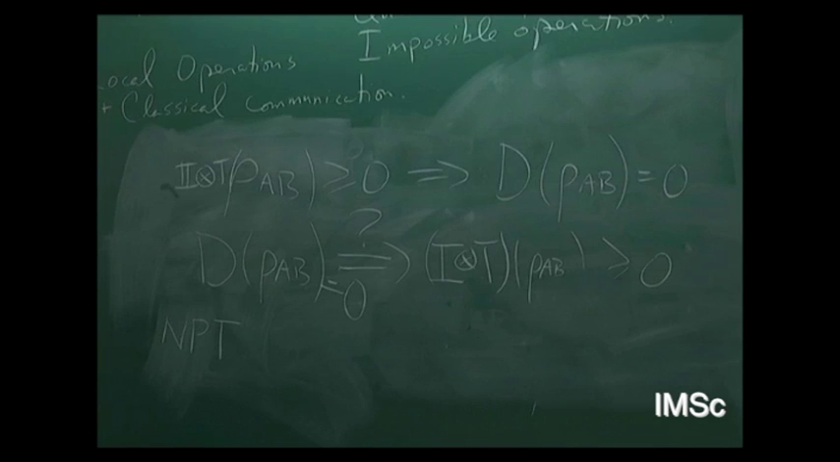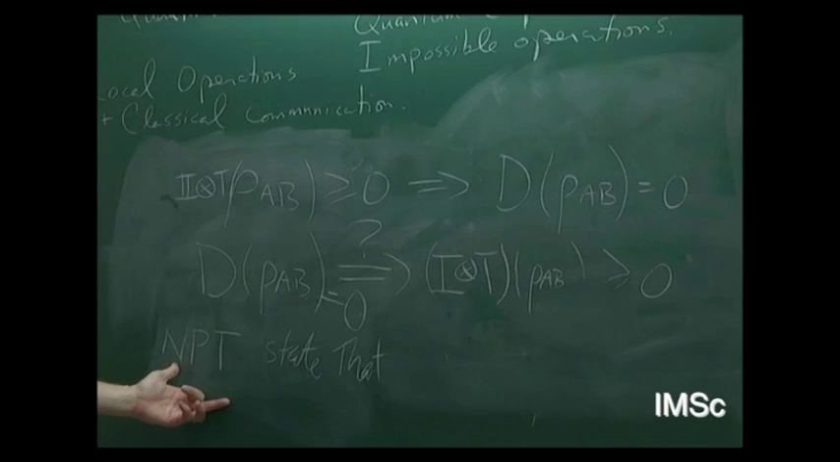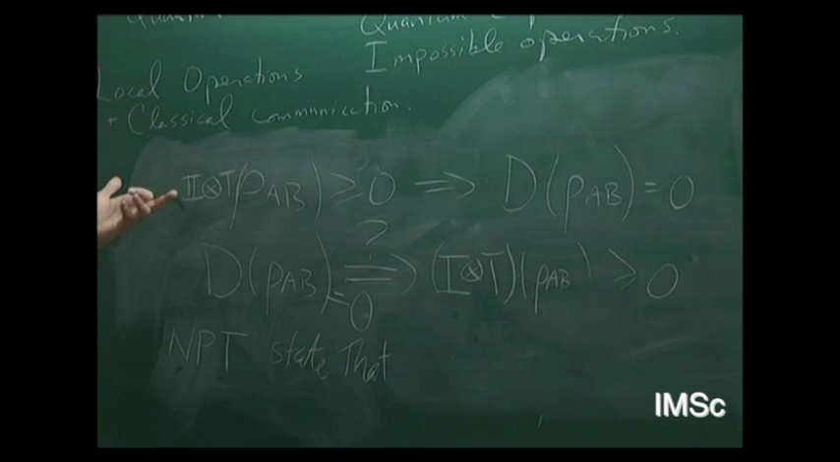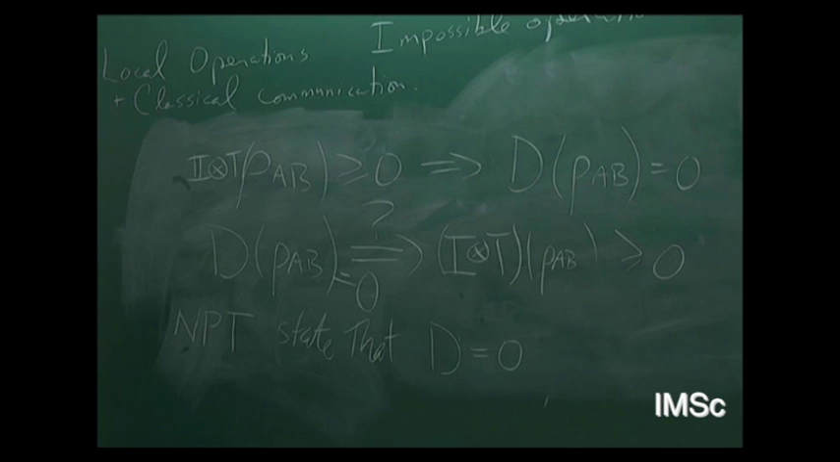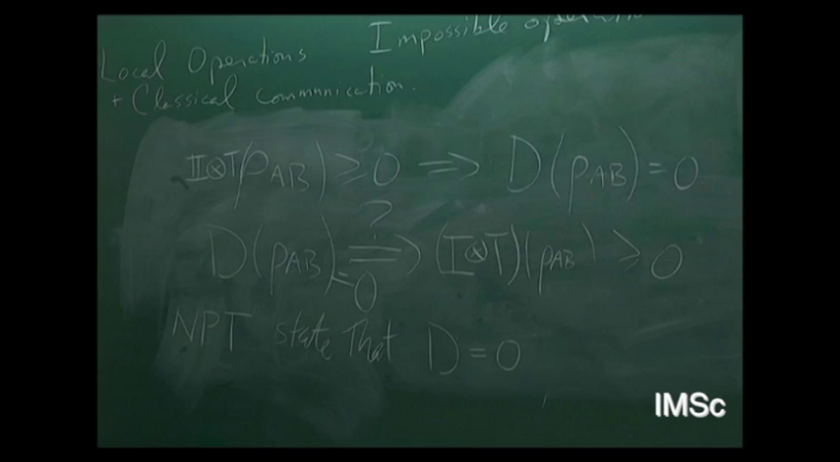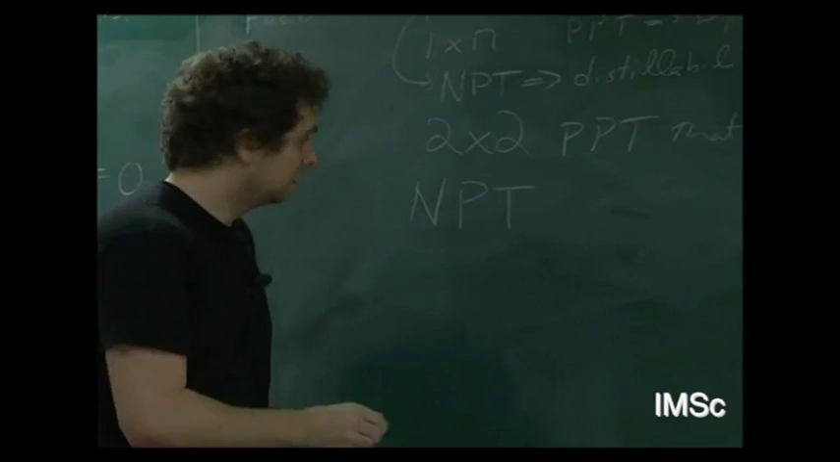So the question is, is there an NPT state, and if it's NPT, it's definitely entangled, right? All separable states were PPT. This is some other kind of state that's not PPT, but has zero distillable entanglement. So this is a big question. It's hard to resolve, and people haven't resolved it. I think a lot of people have spent effort on it. It's very interesting. So the cool thing over here is, again, if I have a Gaussian state that's not positive partial transpose, then it's distillable.